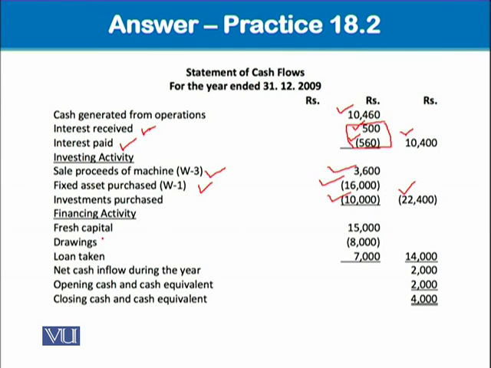Then comes financing activity. We have issued capital of 15,000. It is given in the question, or in a way it is a fresh capital, and it is drawings.